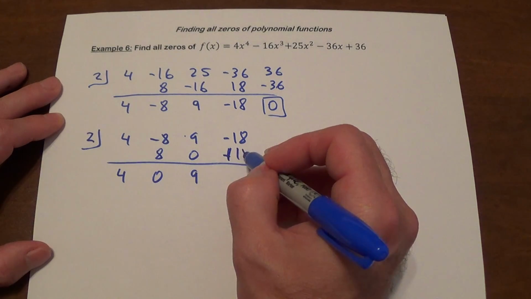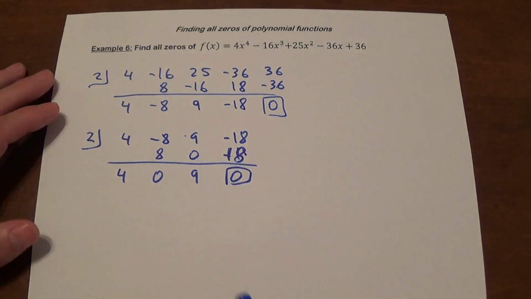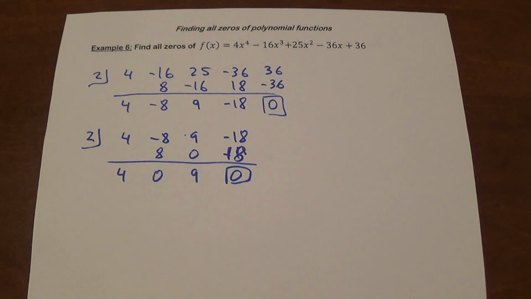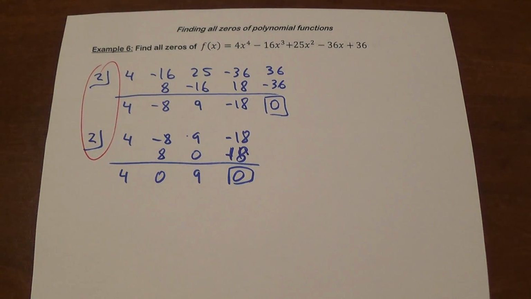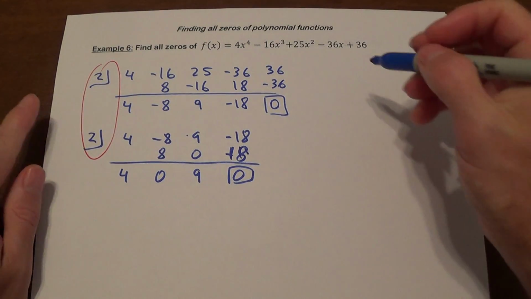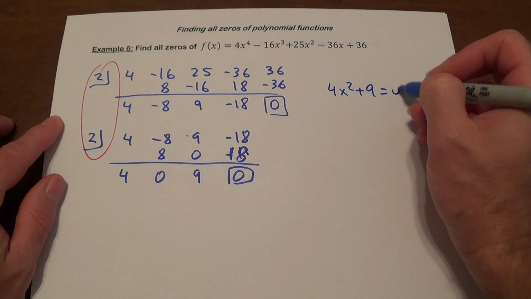That's positive 18, and that's going to give us 0. Excellent. So please remember 2 works twice, which means it's a double 0. It's a 0 with multiplicity of 2. And now we have this resulting equation. So it is going to be 4x squared plus 9 equals 0.